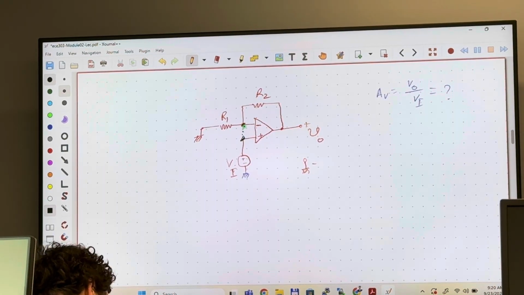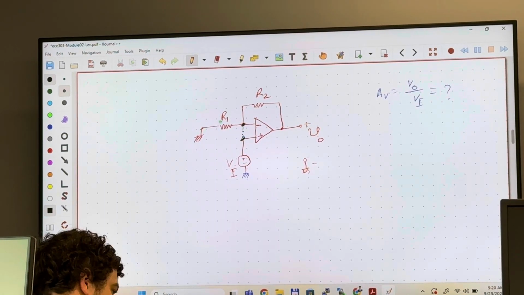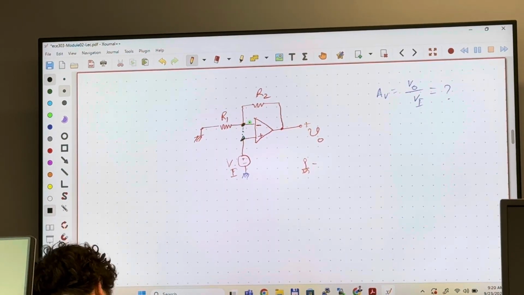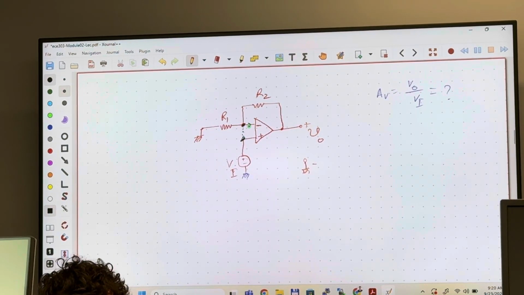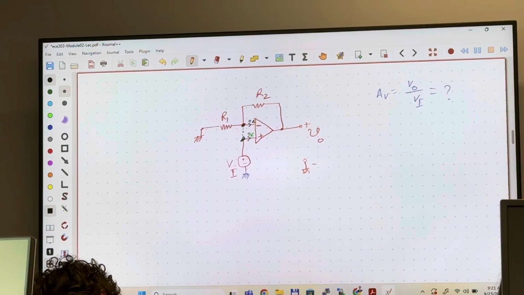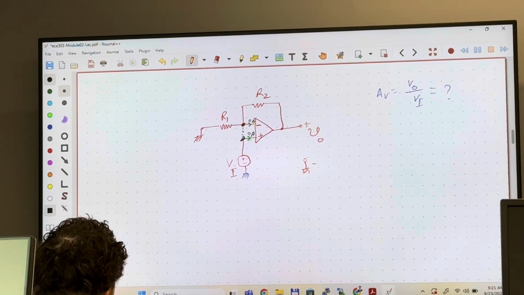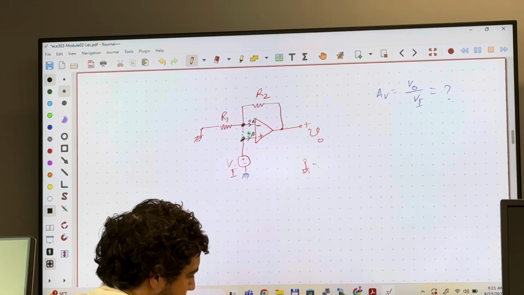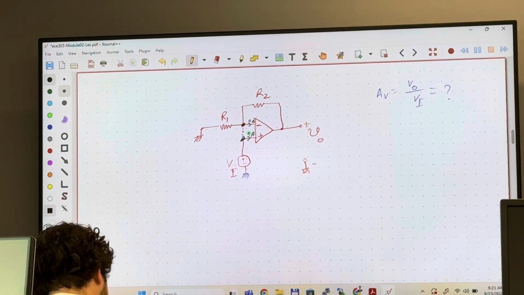And then, because this op-amp has high input impedance, the current going through this terminal is going to be 0 ampere, and the current going through this terminal is going to be 0 ampere. So no current will flow because the input impedance between these two terminals is infinity.